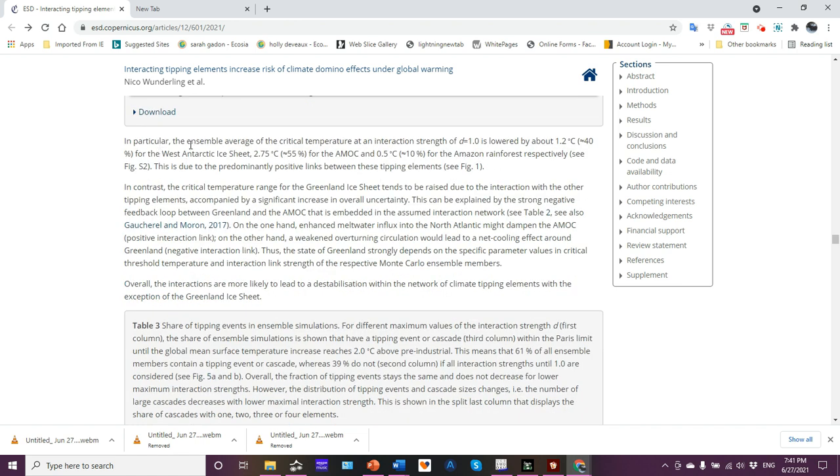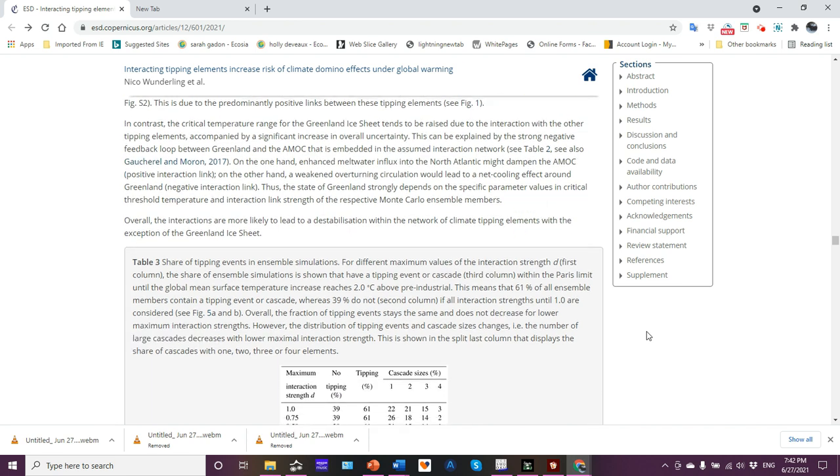So they basically talk about, in particular, the ensemble average of critical temperature interaction strength is lowered by about 1.2 degrees C, about 40% for West Antarctica ice sheet, 2.75 for AMOC, and 0.5 C for the Amazon, respectively. This is due to predominantly positive links between these tipping elements. And I referenced figure 1 that I showed you earlier. In contrast, the critical temperature range for Greenland ice sheet tends to be raised due to the interactions with the other tipping elements, accompanied by a significant increase in overall uncertainty.